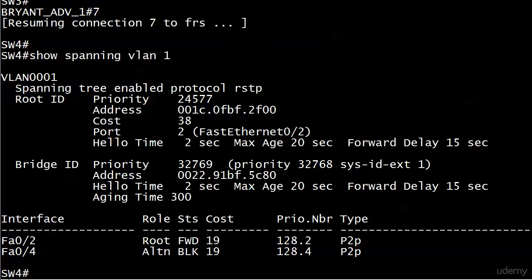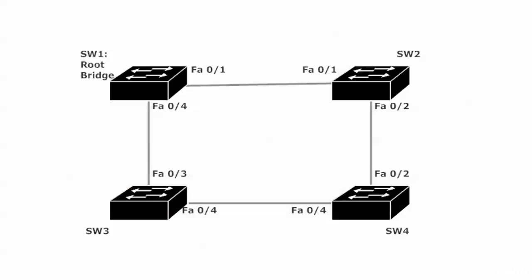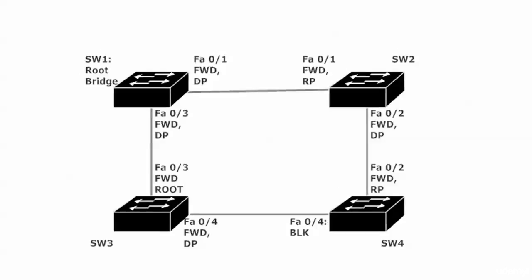And then finally, Fast Ethernet 4 is the one port we have in blocking mode on this entire network, and that is on the shared segment with switch 3. So whether it's STP or RSTP, this is what we're going to end up with. And again, 7 ports end up being in forwarding mode, only 1 in blocking, but that is enough to stop our switching loops.